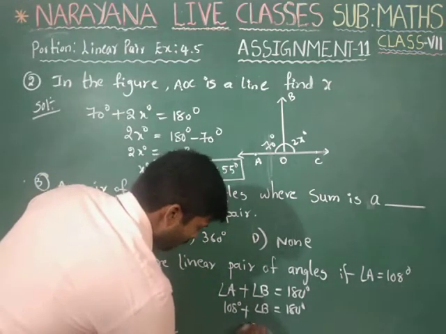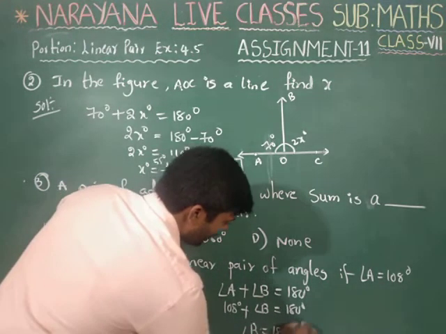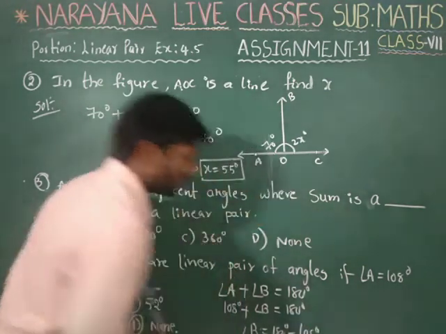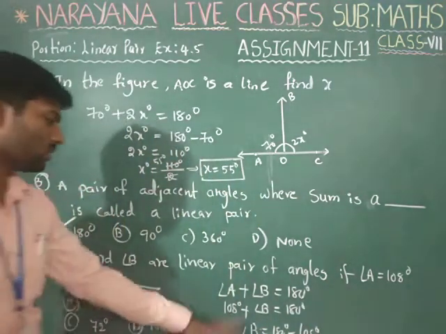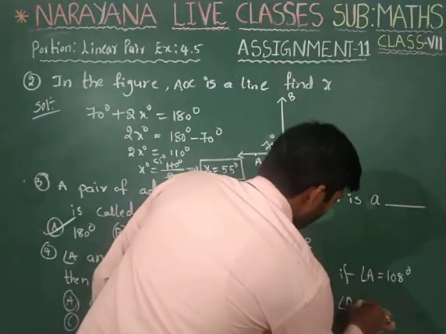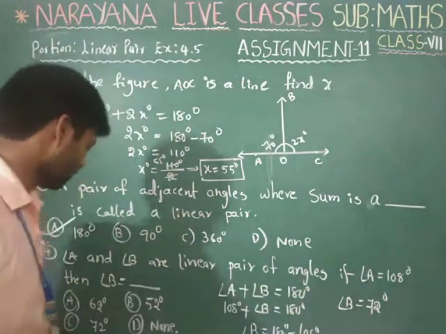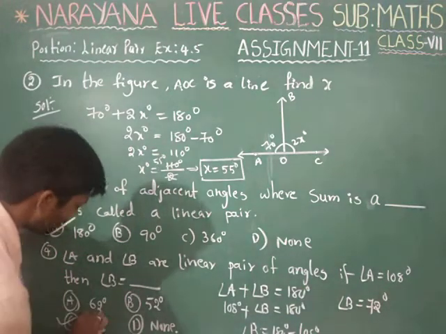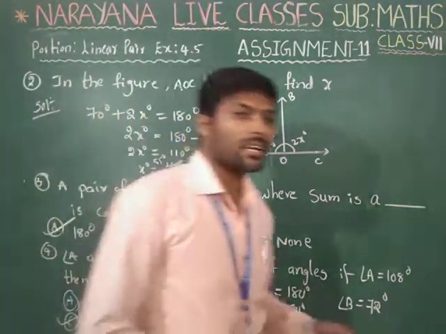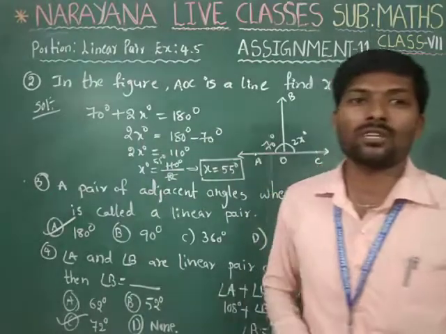Angle B is equal to 180 degrees minus 108 degrees. What is the value of angle B? It is exactly 72 degrees. Angle B is equal to 72 degrees. Which option is the right option? We can say option C is the right option. These are today's assignment questions.